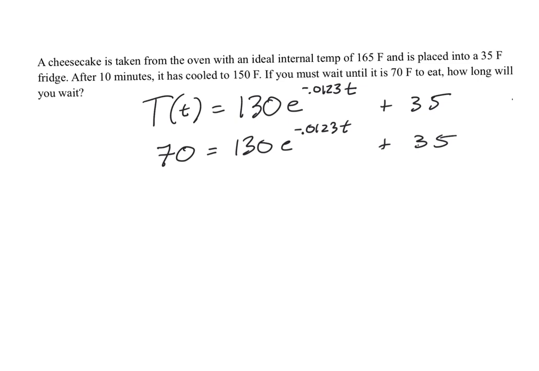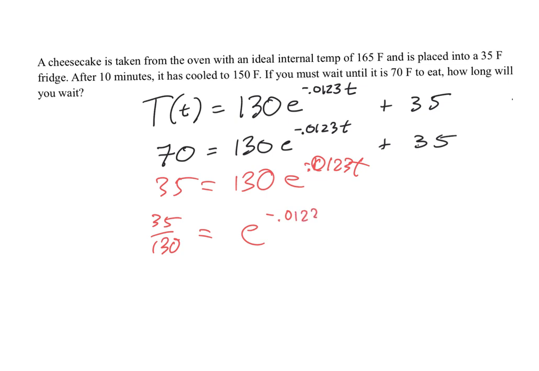The question then asks, how long until it's 70 degrees? So then I substitute the final temperature as 70, and I work my way backwards the same way I've been doing it all these other times to find the final time. 35 equals 130 e to the negative 0.0123t. I'll have 35 over 130 equals e to the negative 0.0123t. Like I did on the other one, I'm going to take the natural log of both sides.